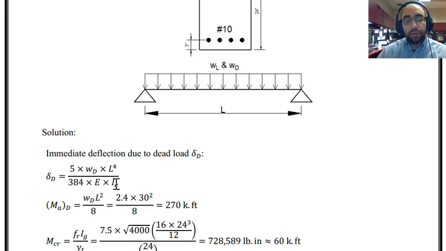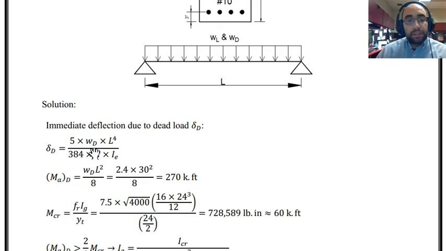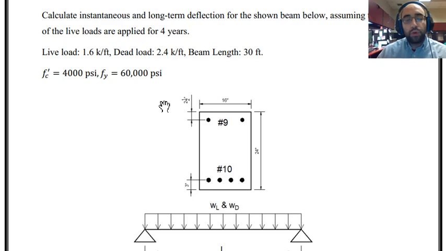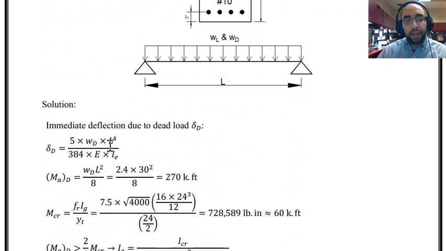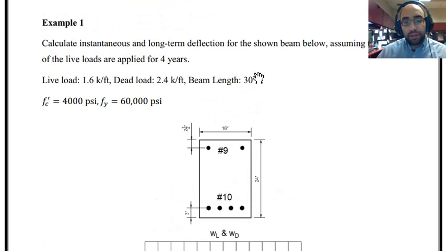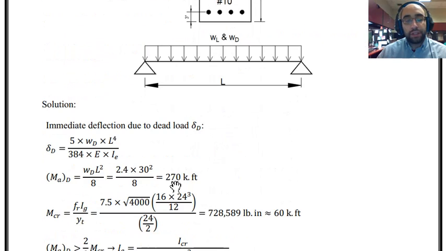So the dead load is over here as the distributed load, that is equal to 2.4 kip per foot. I'm putting that over there. L is equal to 30 feet. I included this in the equation, in the question. 384 is just the factor in the equation. E is the Young modulus of concrete. We know the equation for that. And I is the effective moment of inertia, and that is the important thing that we talked about in this chapter.